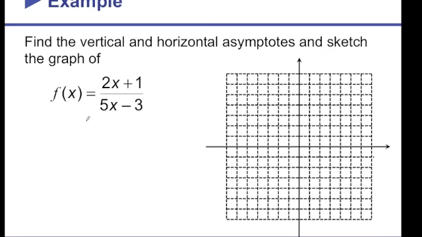Here's one more rational function for us to find the asymptotes. I believe again we can number by ones. For the vertical asymptote, we set the denominator equal to 0. So I end up with 5x equals 3, and x equals 3/5 is my vertical asymptote. That's going to be approximately here.